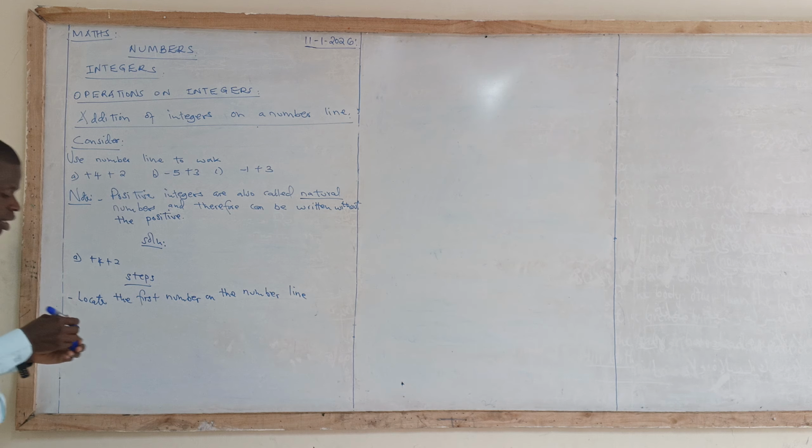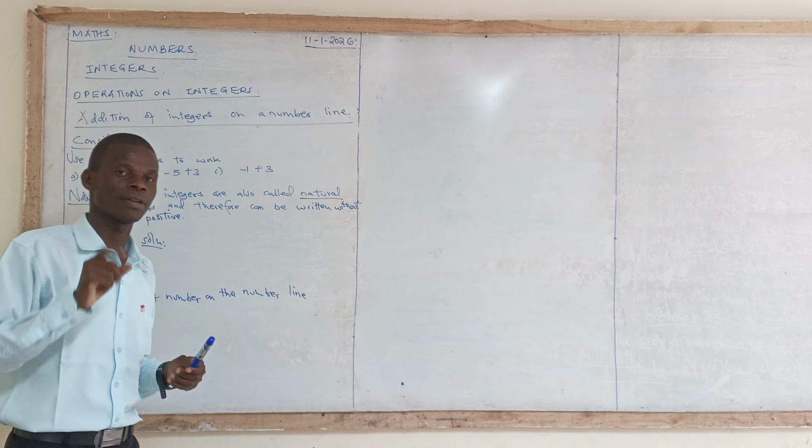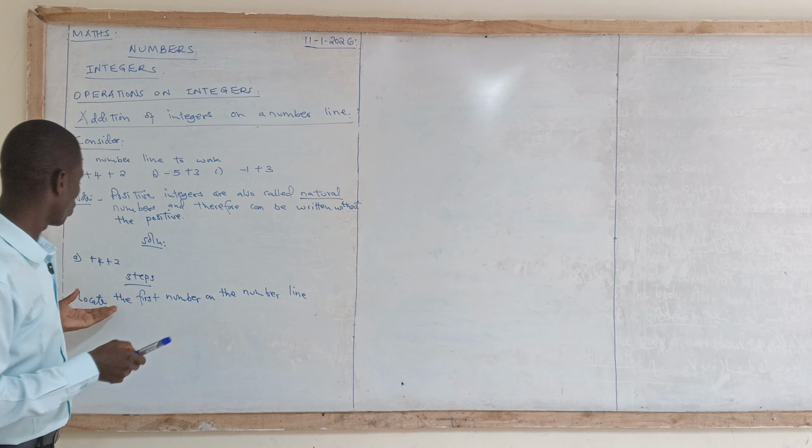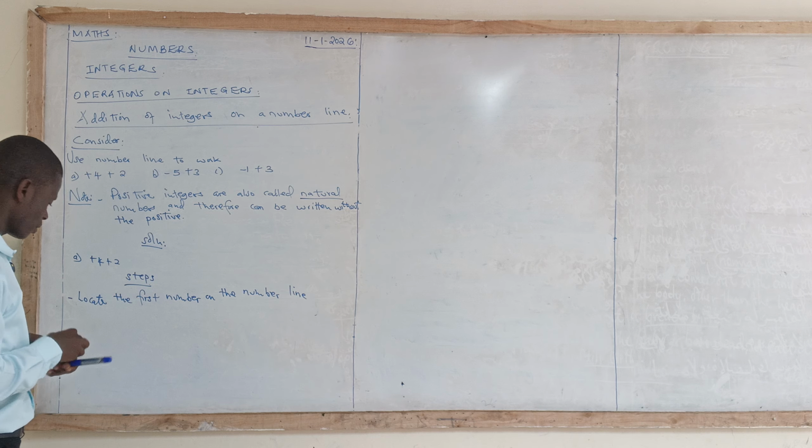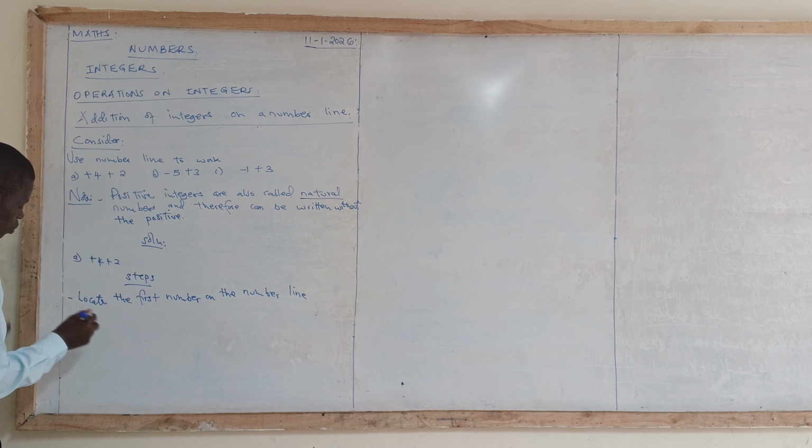Locate the first number on the number line. That is step 1. Locate the first number on the number line. Then after locating, we need to know what is the meaning of addition.